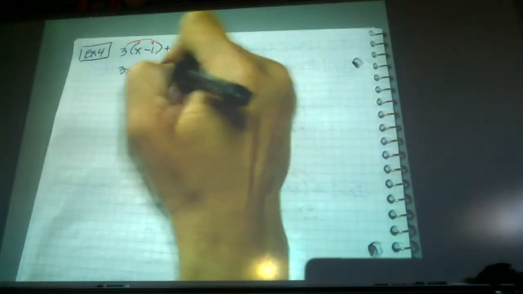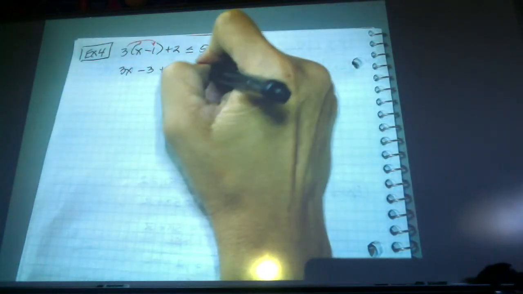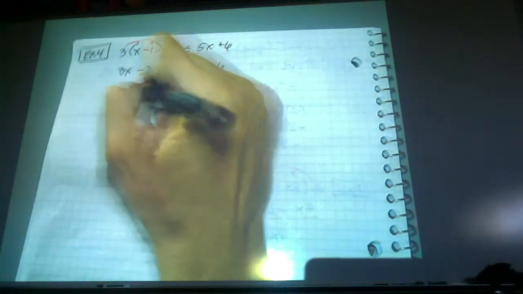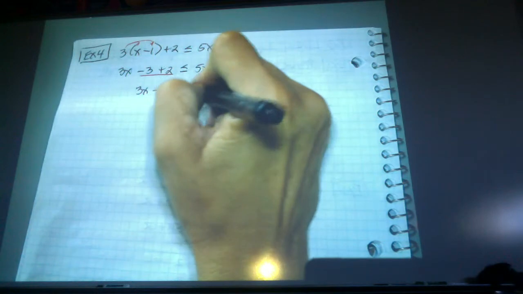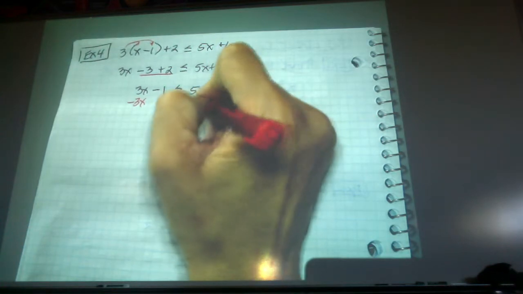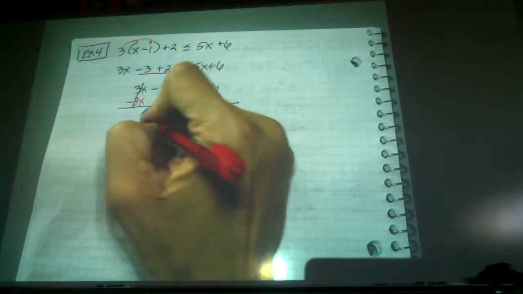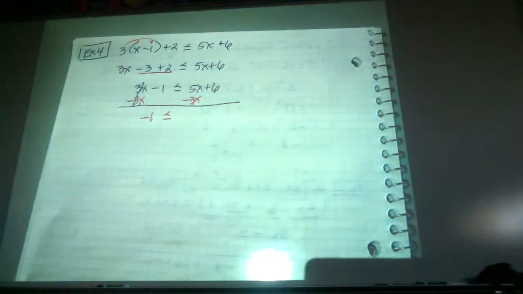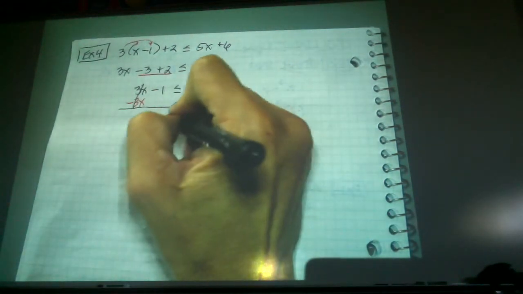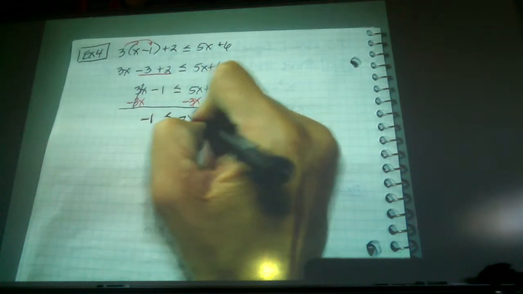So that's one thing you have to watch out for. So I'm still going to distribute the 3. So I get 3x minus 3 plus the 2 less than or equal to 5x plus 6. Collect your like terms. I get 3x minus 1 less than or equal to 5x plus 6. I'm choosing to subtract 3x to avoid that whole negative issue. If I can avoid multiplying or dividing by a negative, I will, and I don't have to worry about flipping the sign. So I end up with negative 1 less than or equal to 2x plus 6.